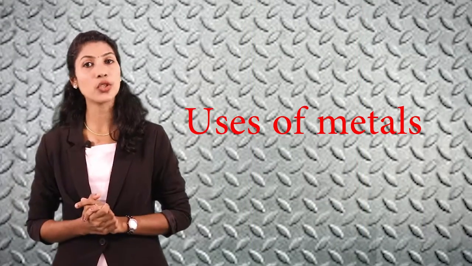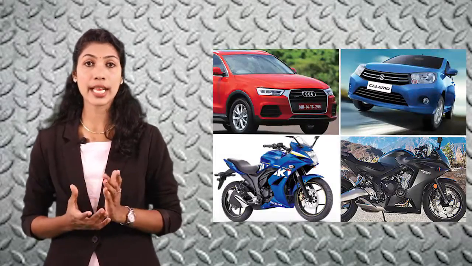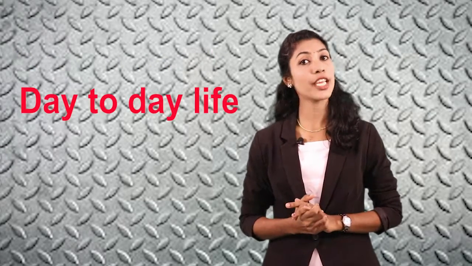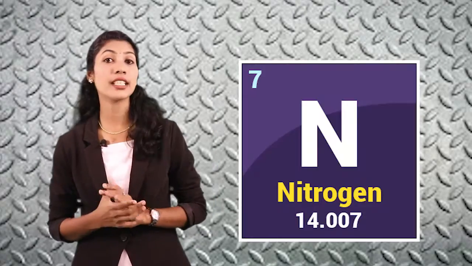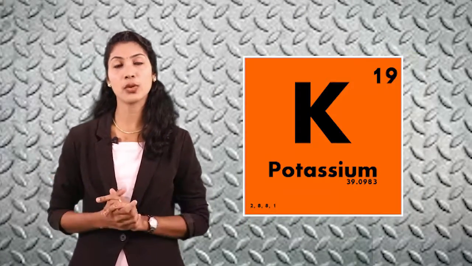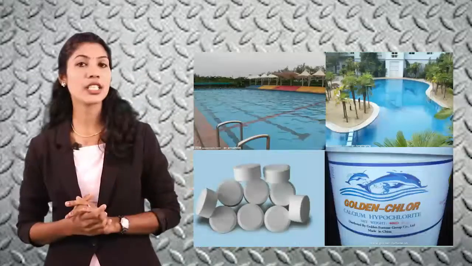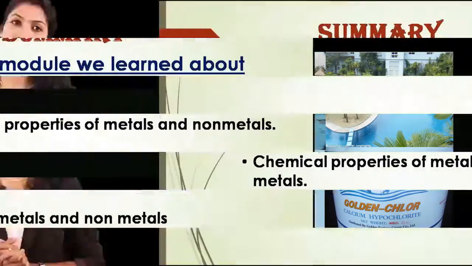Fifth one is uses of metals. Metals are used in machinery, automobiles, trains, satellites, making chemicals, etc. Next one is uses of non-metals. Non-metals are also used in day-to-day life. For example, oxygen is essential for life. Nitrogen, phosphorus and potassium are used as fertilizers. Chlorine is used as a water purifier.